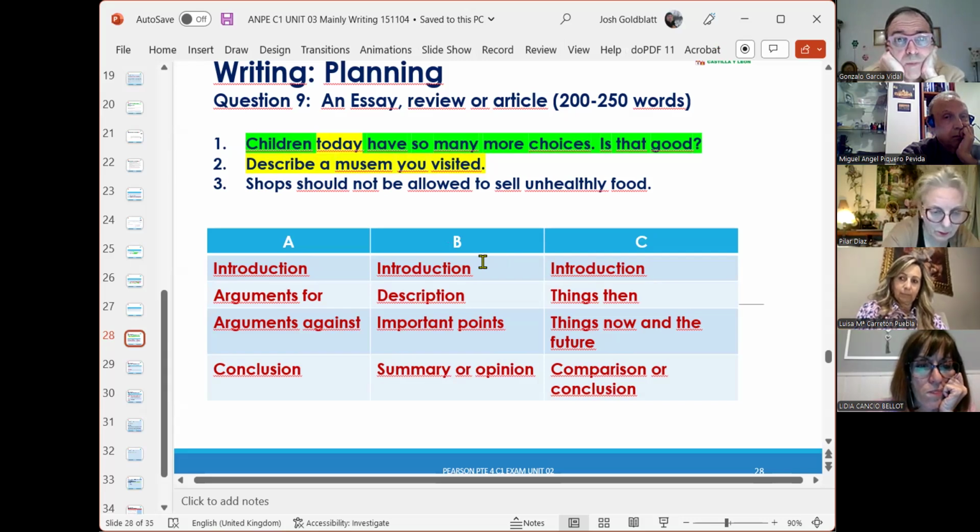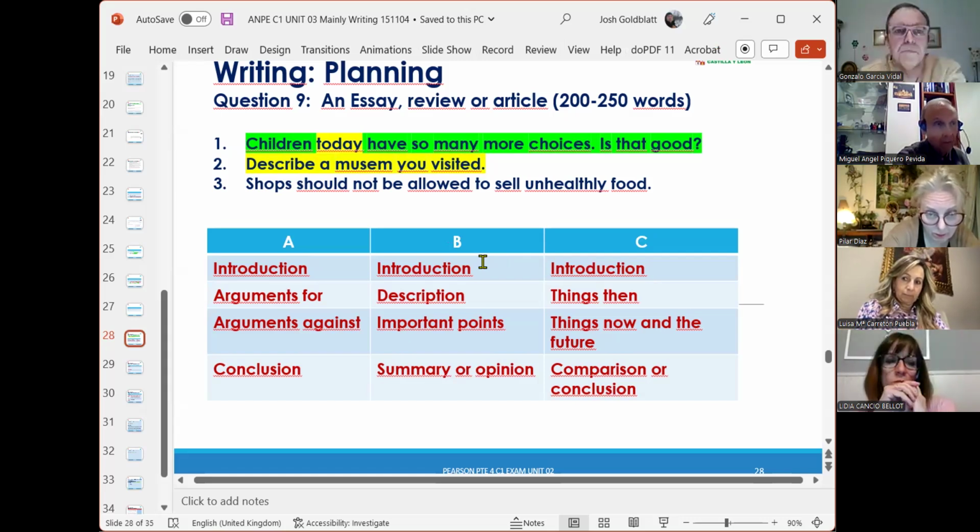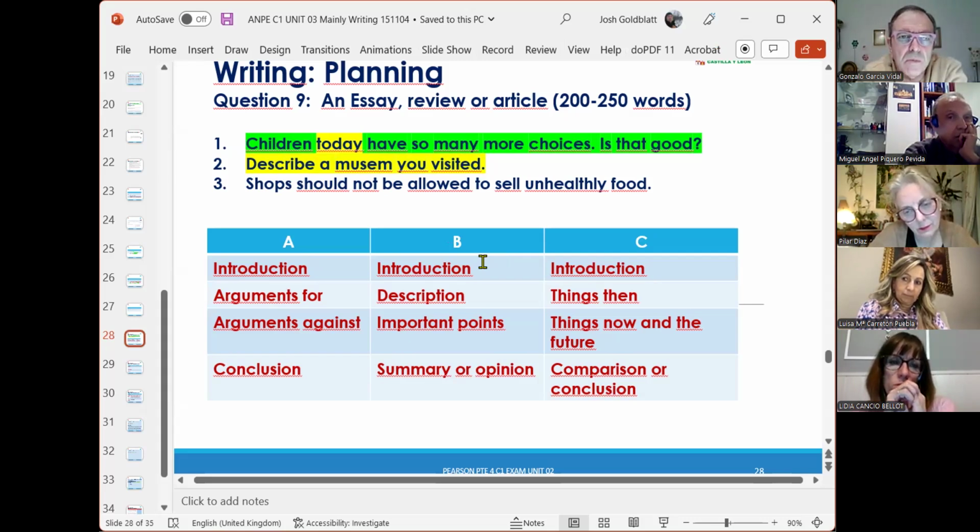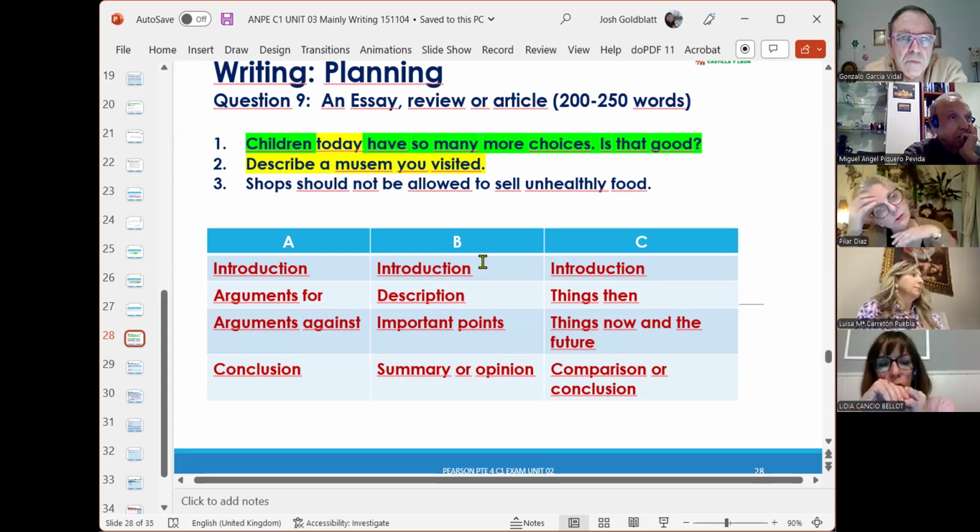Description. What's it like? What are the important things to see? There are bathrooms on the ground floor, and you have a lovely cup of tea on the second floor in the English tea room, for example. There we go. And your summary and opinion. What was the impact it had on you?